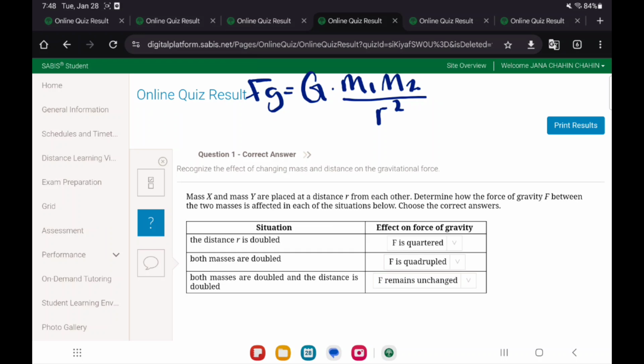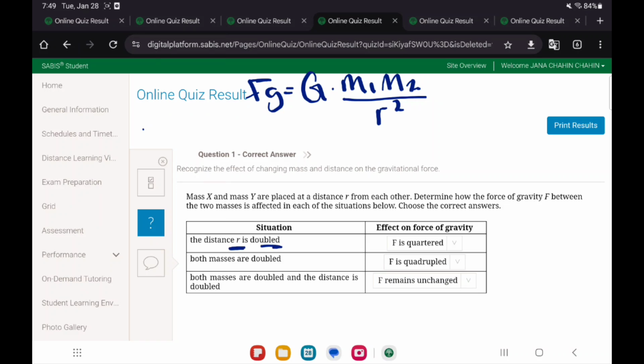R is the distance between the objects, M1 and M2 are the two objects, and G is the gravitational constant, okay? Most of the time it's 6.67 times 10 to the power of negative 11. So, in this question, the first part, they're telling you that R is doubled.